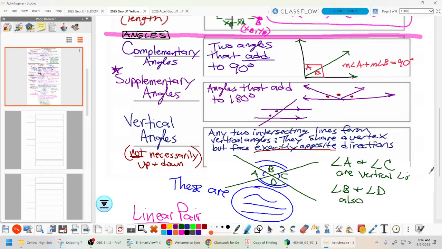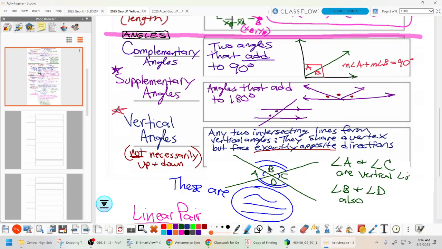I should have put a star by vertical angles because we definitely use those a lot. Vertical angles, remember, have nothing to do with being up and down. They are any two angles that are back to back facing exactly opposite. So we saw like A and C, even though they're not up and down, A and C are vertical. And so are B and D. And they are congruent. That's the nice thing about them, is we can copy and paste.